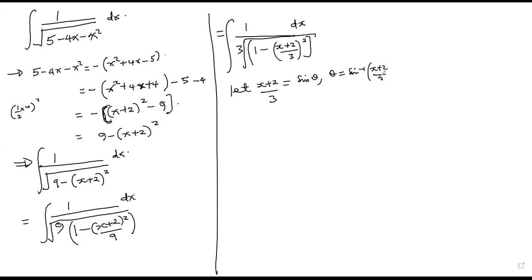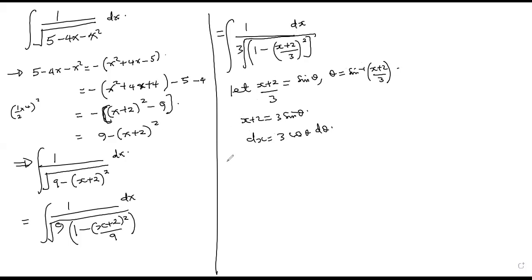so that your theta becomes sine inverse of x plus 2 over 3. Then when you cross multiply here, you'll have x plus 2 is equal to 3 sine theta, and therefore dx is equal to 3 cos theta d theta. So having this, now you are going to substitute everything there.